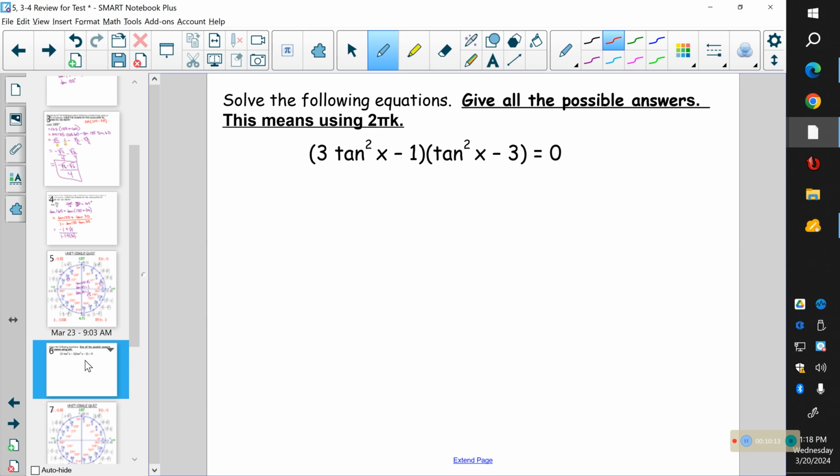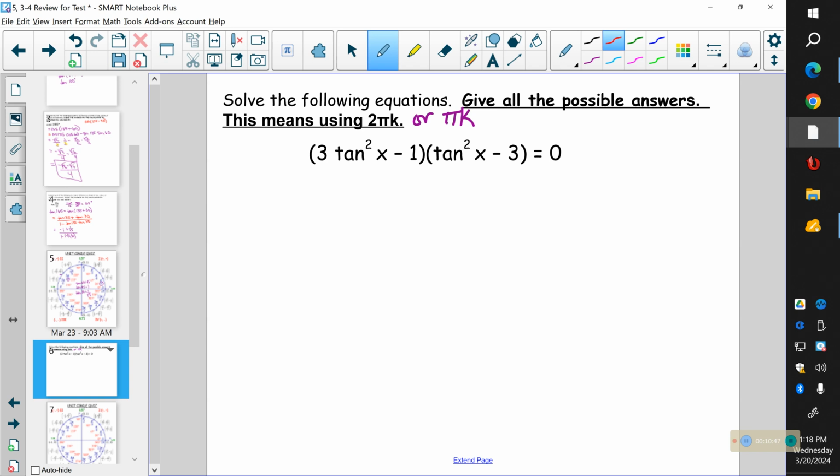5-3. There are 2 sets of directions on your test, and you will have 4 problems in each of them. You will have 4 problems where it says give all the possible answers. This means using 2 pi k or pi k. What's the difference? 2 pi is whenever you have one revolution and you only want that same quadrant every single time. Pi k is whenever you want the one quadrant that you're in and then the diagonal quadrant as well.